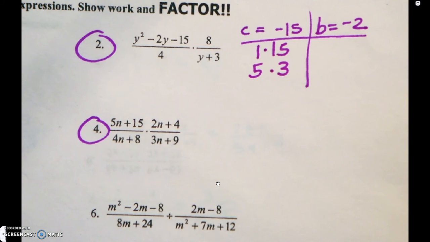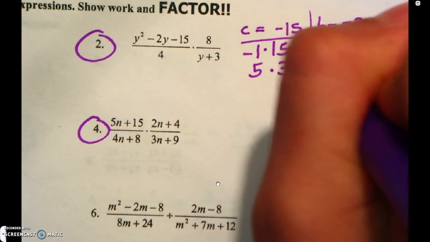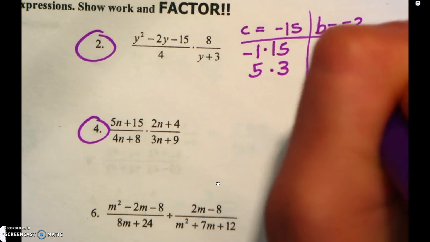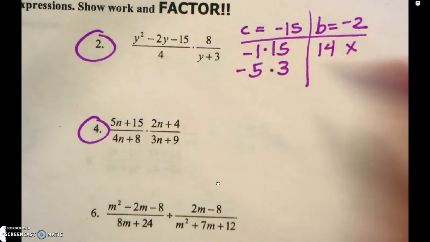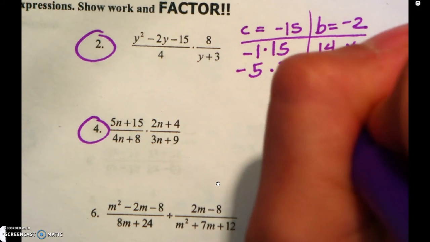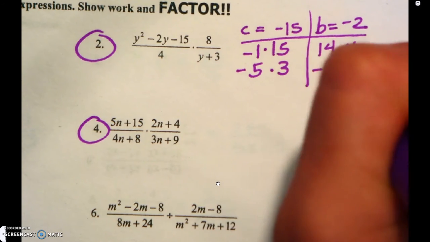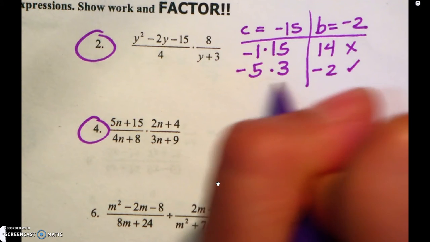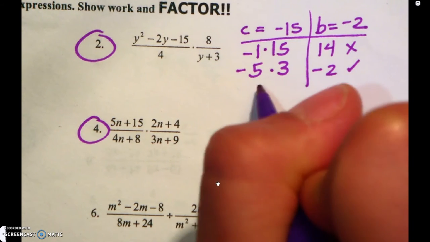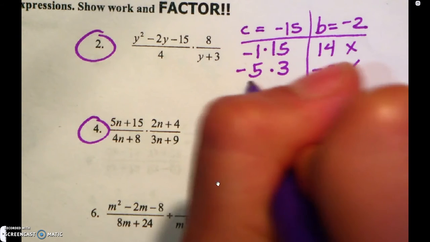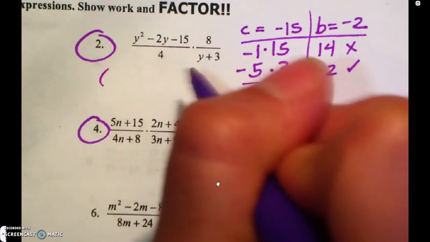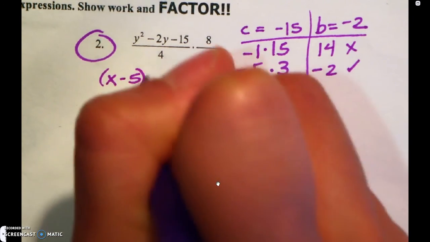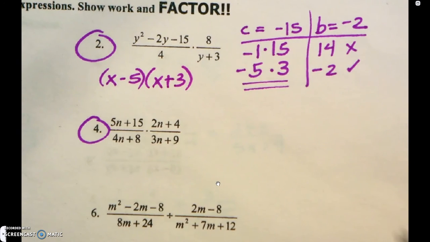Well, I know those are my factors and I know one of them has to be negative so that I can get a negative 15. If I make negative 1 negative, that would give me 14. Wrong answer. If I make negative 5 negative, negative 5 plus 3 gives you a negative 2. Whenever you have numbers of different signs, you subtract them and keep the sign of the bigger number. Okay, so those are my factors, x minus 5 and x plus 3.